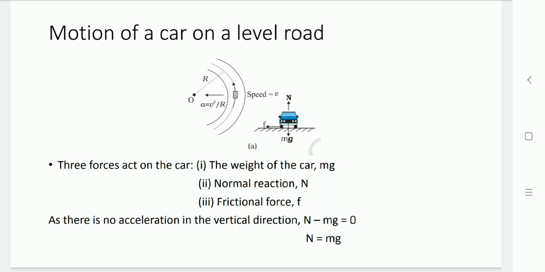The car can be stationary because these two forces, N and mg, are equal and in opposite directions. So we can say that N equal to mg.